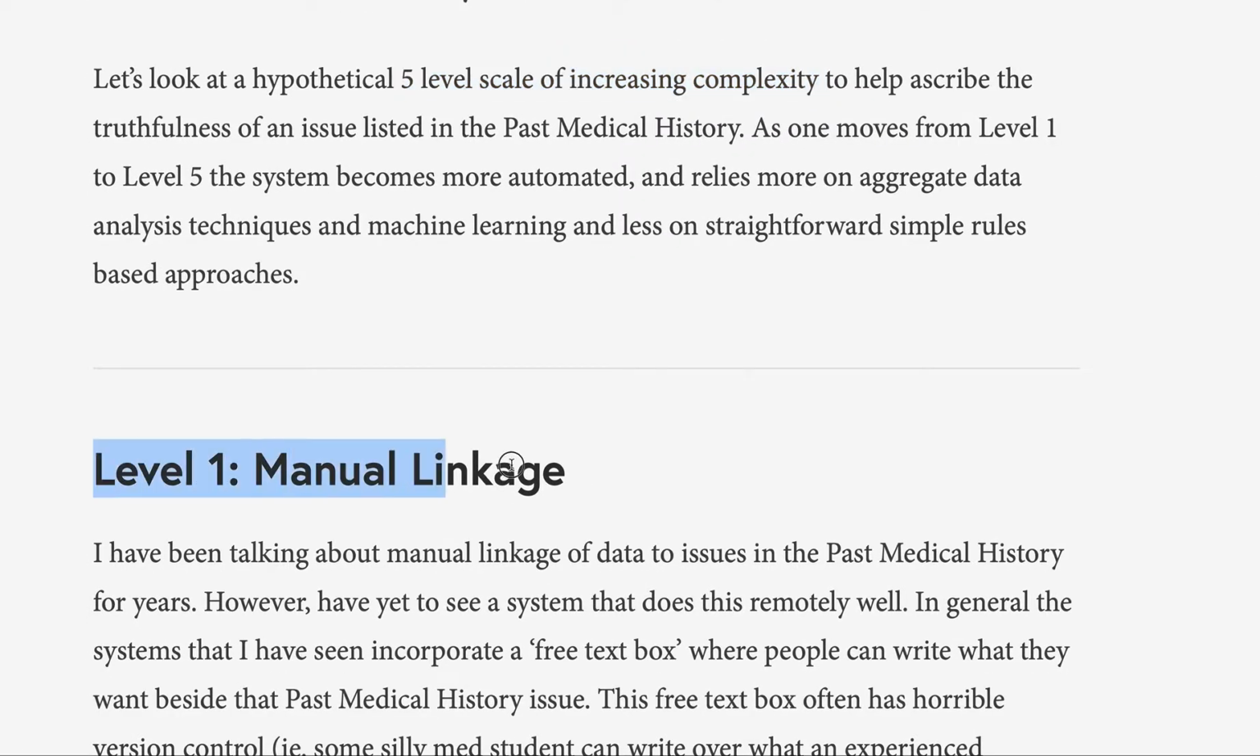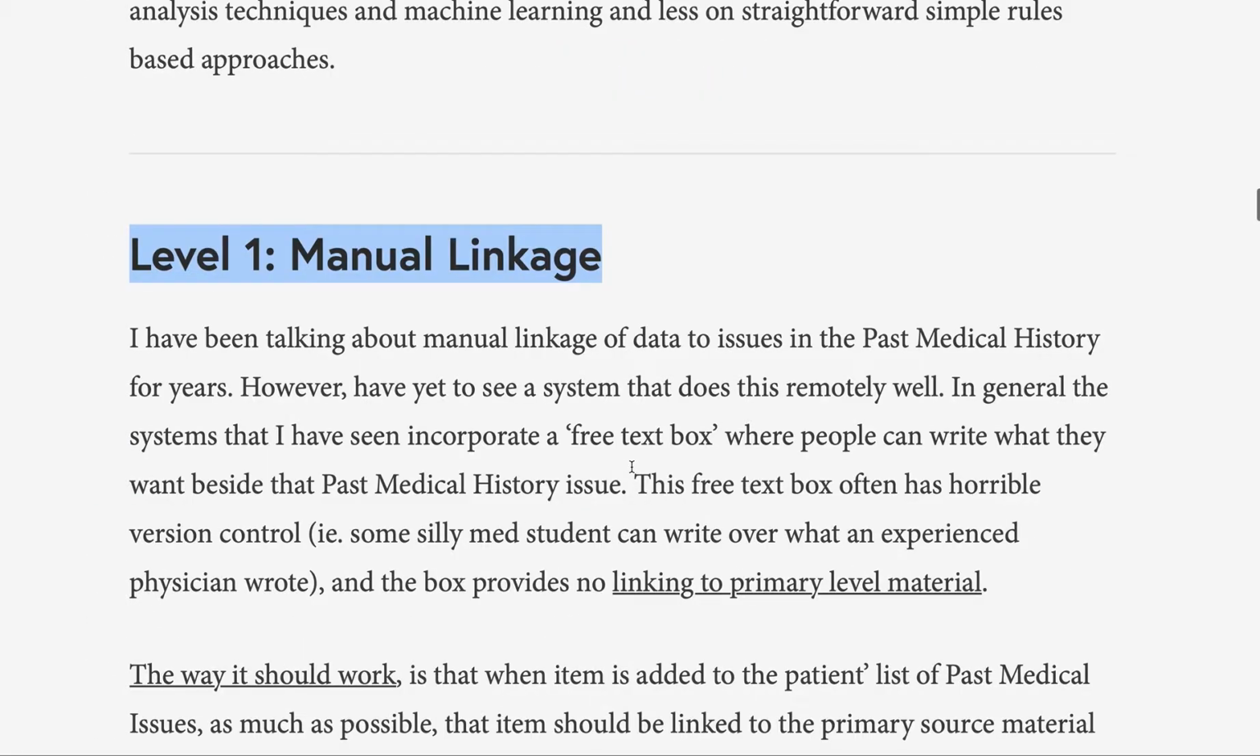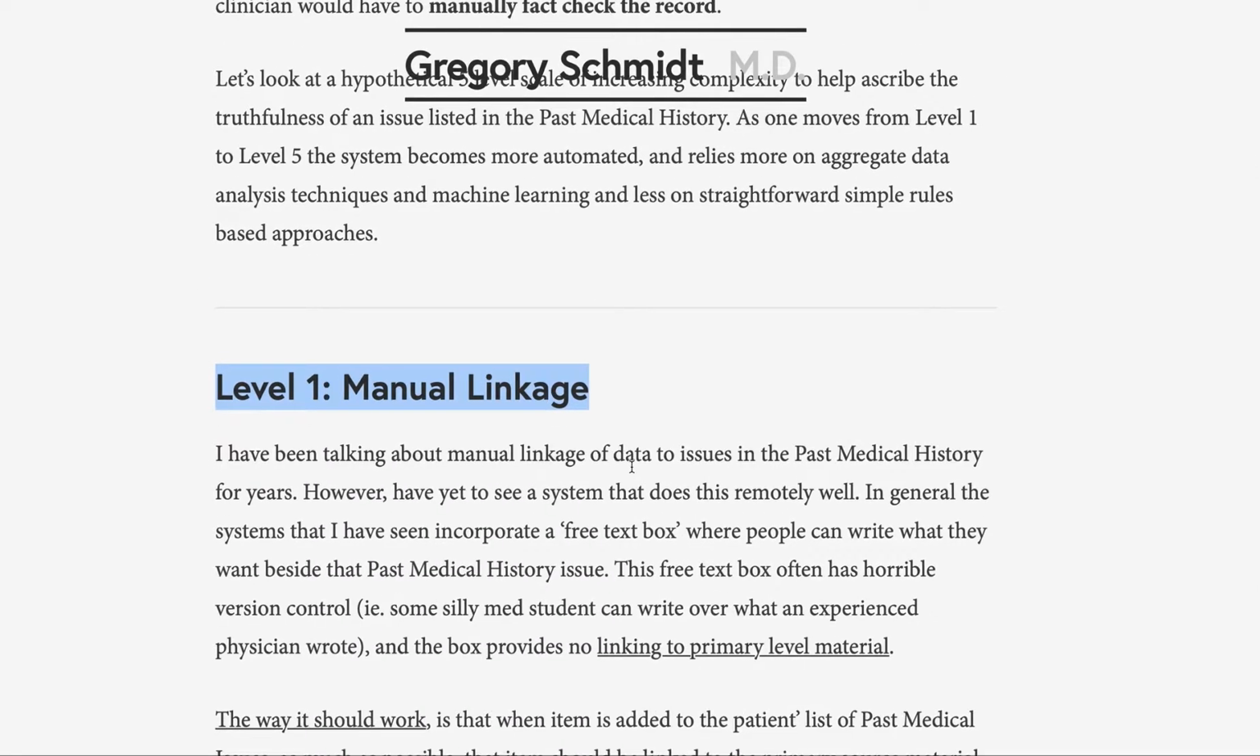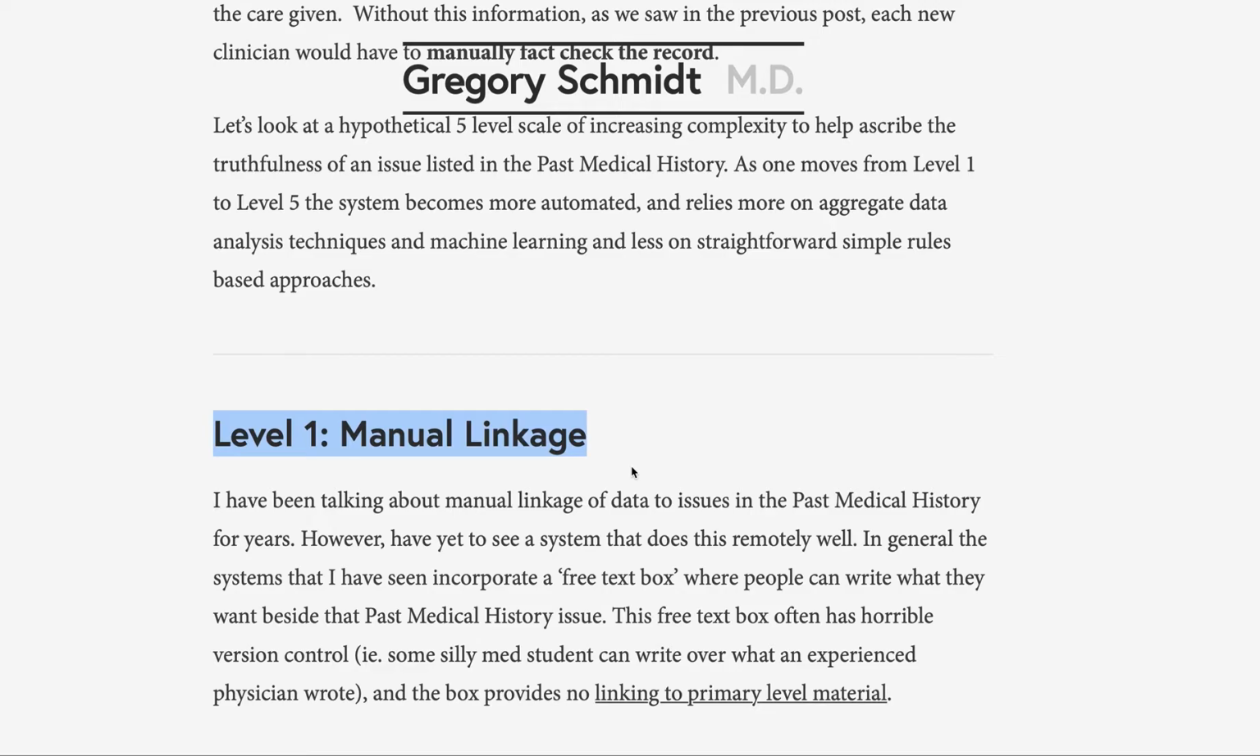So we'll start at level 1, which is manual linkage. Now, manual linkage is a concept that I've been talking about for years related to past medical history and electronic medical records. And unfortunately, I've never seen a system do this well. Generally, what I've seen is that most systems either have free text boxes where people just write a list of all the issues in the past medical history, and then they may jot a few points down beside each issue that elaborates on that particular item.